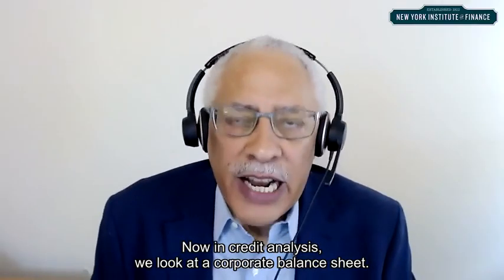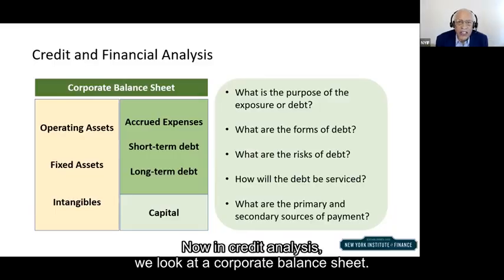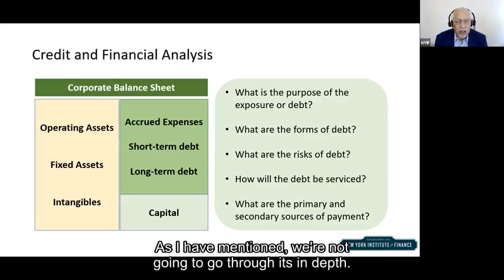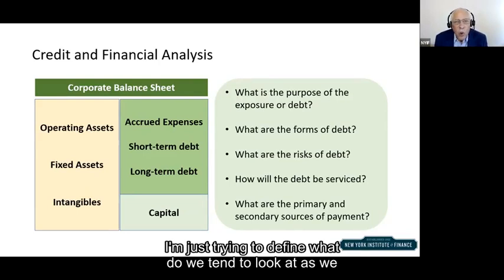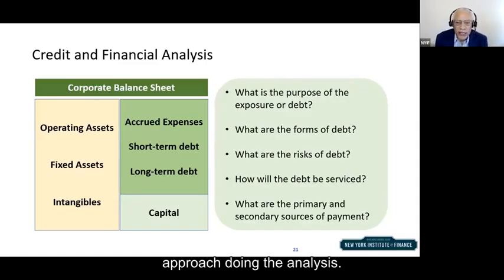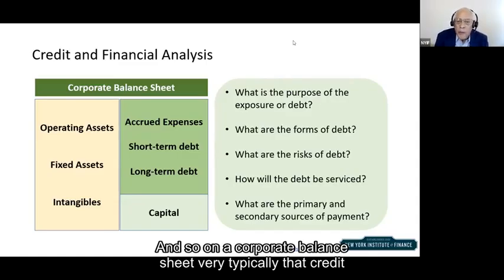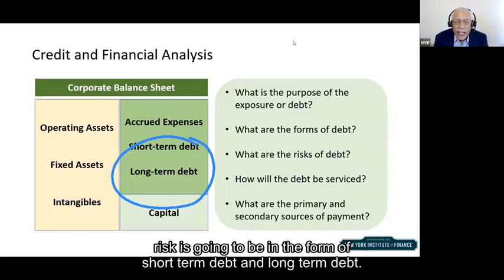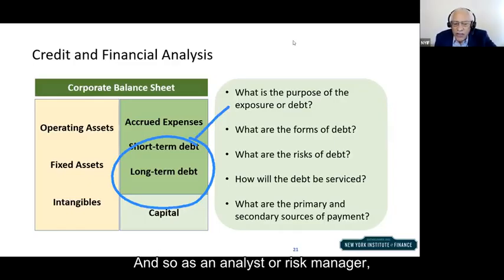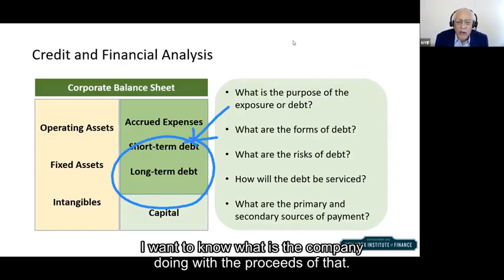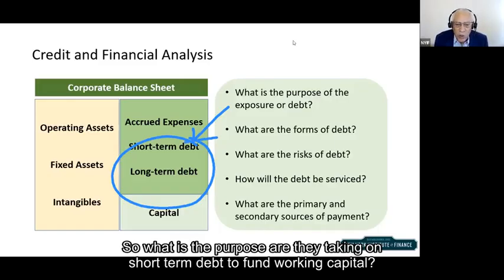Now, in credit analysis, we look at a corporate's balance sheet. As I have mentioned, we're not going to go through this in depth. I'm just trying to define what we tend to look at as we approach doing the analysis. On a corporate balance sheet, very typically, that credit risk is going to be in the form of short-term debt and long-term debt. As an analyst or a risk manager, I want to know what the company is doing with the proceeds of that. So what is the purpose?